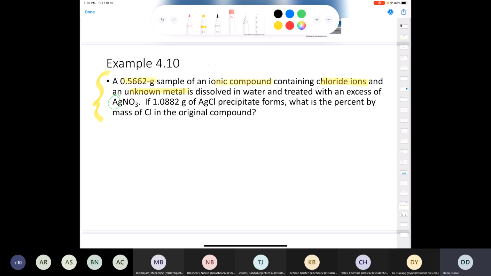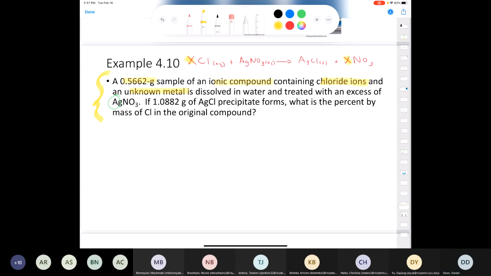But let's take a look, and I'm going to write out the reaction of what is happening. As I told you, we have some kind of ionic compound that has X, the unknown cation, and we're combining that, I should put aqueous by that, it's a solution, with silver nitrate, which is aqueous. And then what are we ending up with? We're ending up with silver chloride, which is insoluble, and then we're ending up with XNO3. So again, the unknown is the X, but we know everything else.